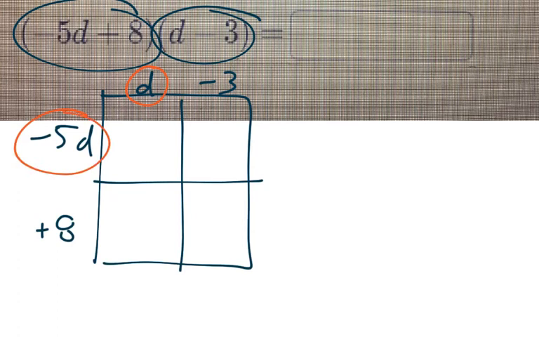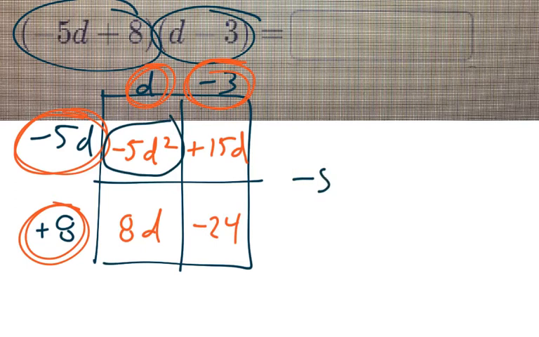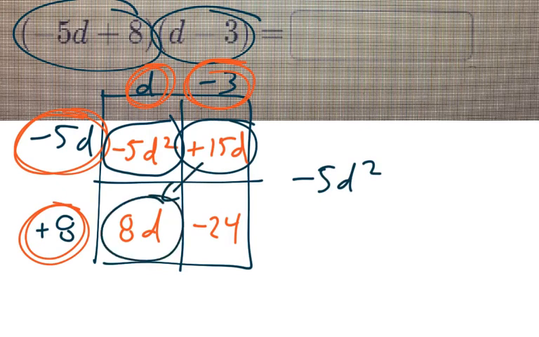Now, d times minus 5d is negative 5d squared. Negative 3 times a negative 5 is positive 15d. d times 8 is 8d. And negative 3 times 8 is negative 24. Watch those signs. So what's our final answer? Negative 5d squared. The 15 with the 8 makes 23d. And finally, I have a minus 24.